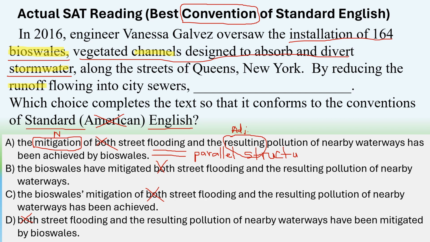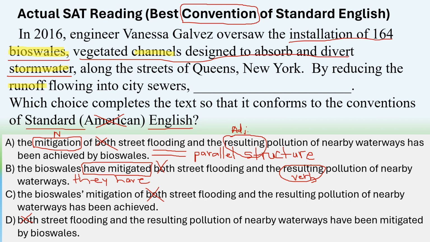Okay, the next one you have is B: the bioswales have mitigated street flooding and the resulting pollution of nearby waterways. So you have this word again, resulting, but you have a verb that's acting as an adjective. But here's the thing. When you put have mitigated, you're talking about both. The bioswales have mitigated both street flooding and the pollution of nearby waterways. You can keep resulting here. So I'm going to keep this open.